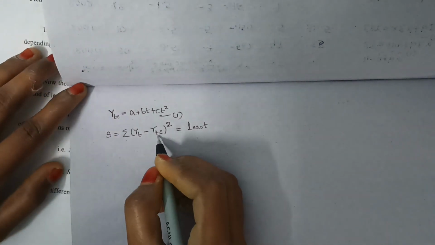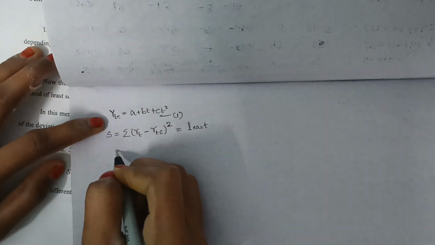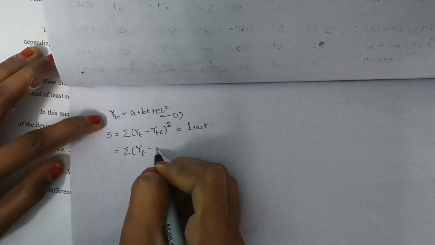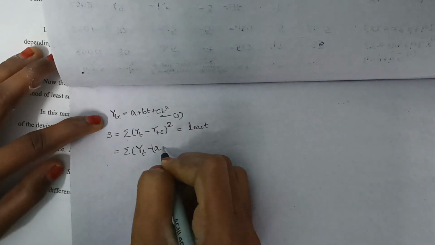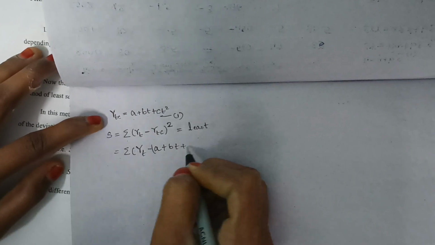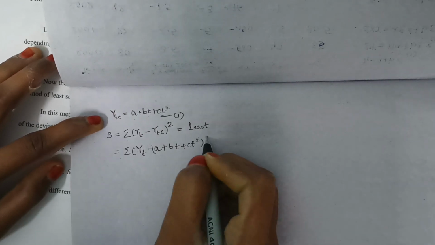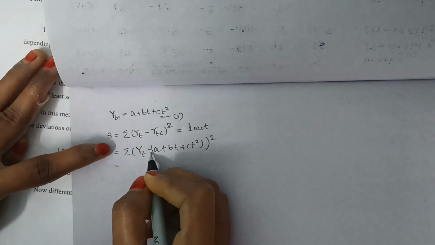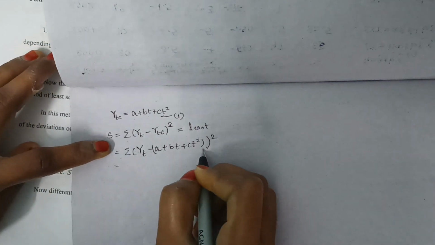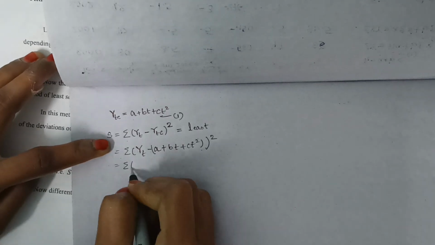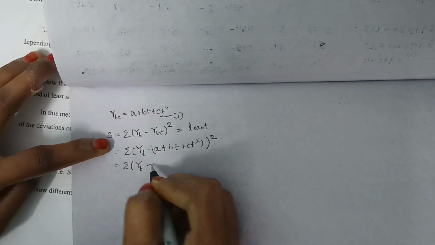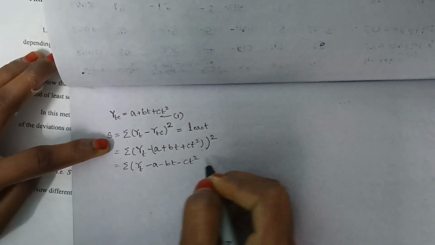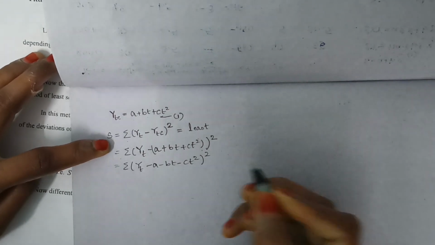So we know ytc. We need to substitute here. For summation yt minus a plus bt plus ct square, whole square. And here we have minus sign, so we get minus for all these terms. Therefore, summation yt minus a minus bt minus ct square, whole square.